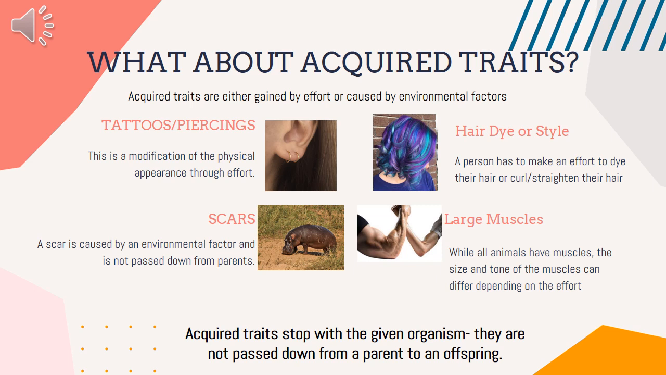Your mother may have pierced ears, and when she gives birth to you, you don't come out with pierced ears. Okay, so that's something that you get after the fact, or you acquire it after birth. Your hair dye or a hairstyle, I've been asked by kids, well, what if I had brown hair but I dyed my hair red? Well, if you dye your hair, you're acquiring that trait. You weren't born with that trait of red hair.